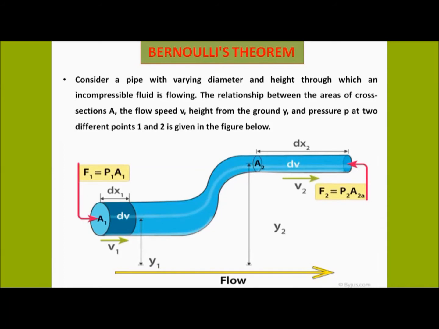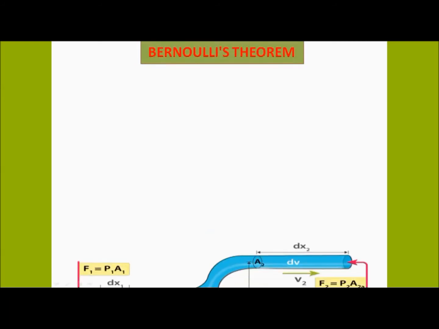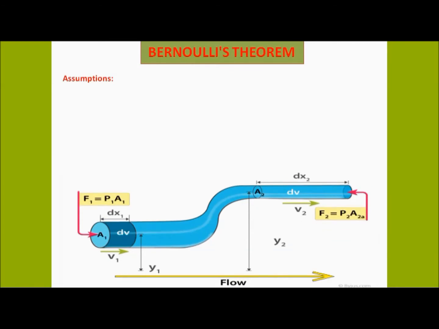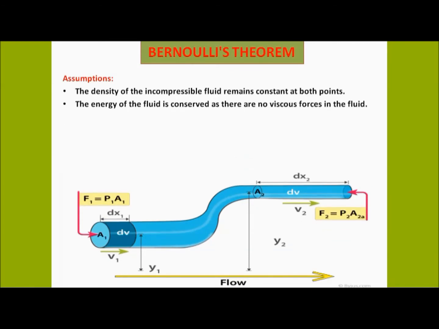So let's start the derivation of Bernoulli's theorem. Basically, there are some assumptions in Bernoulli's theorem. The first assumption is that the density of the incompressible fluid, that is rho, remains constant at both points.